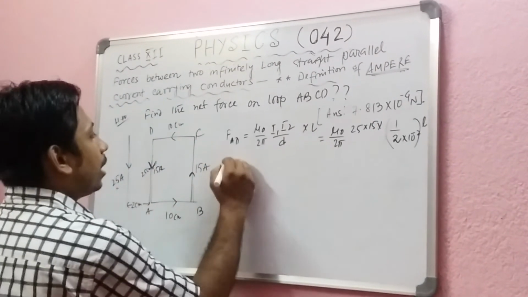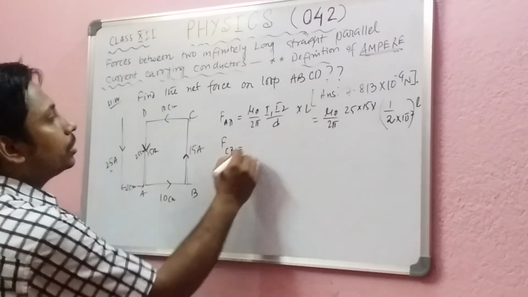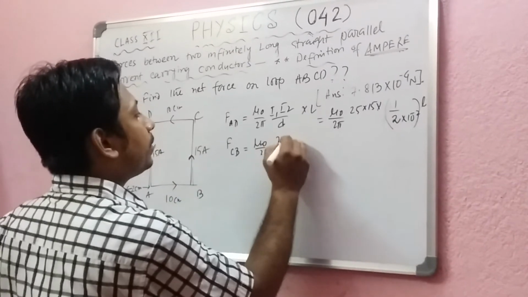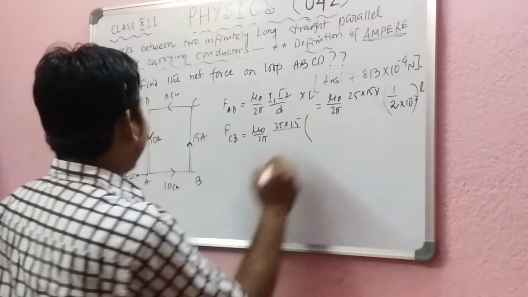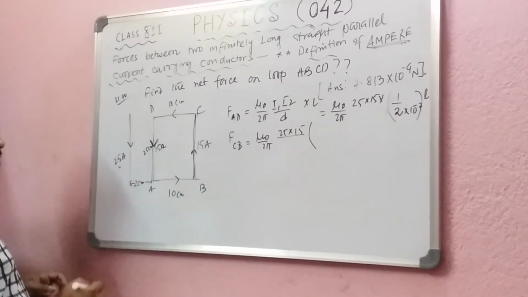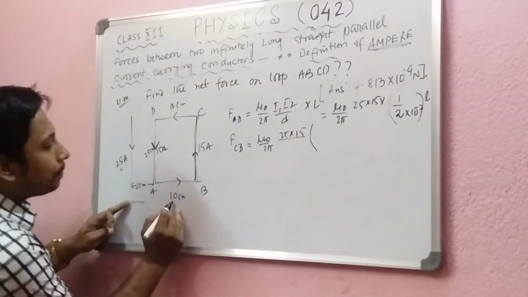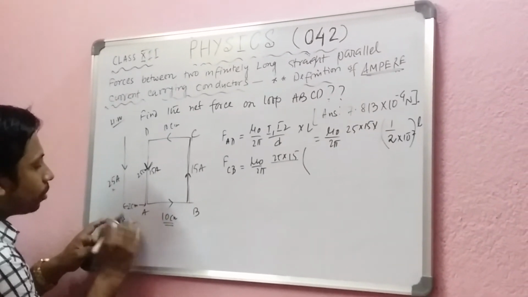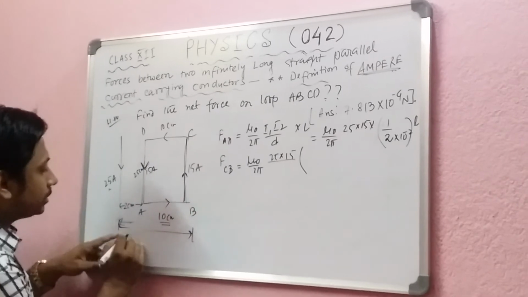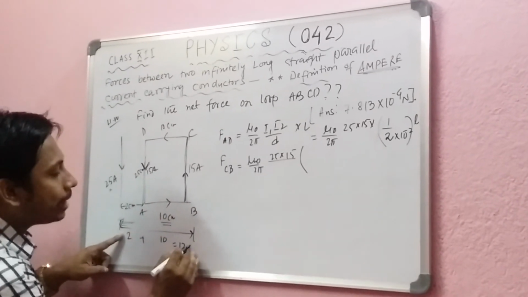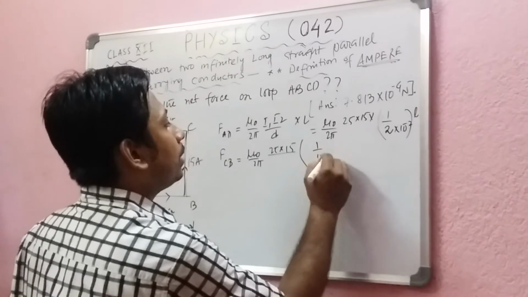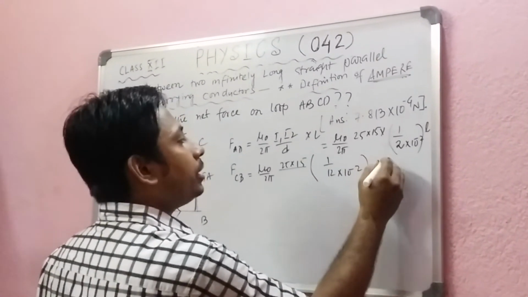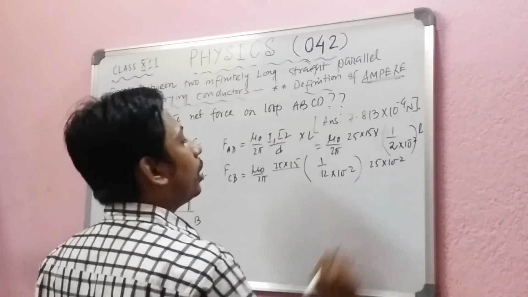Now force due to BC. So mu 0 by 2 pi I1 I2, here also 25 into 15, same. Okay, and now see, for this wire the distance will be 2 plus 10. See the total distance from this point to that point means 2 plus 10, total 12 centimeter. So we write 1 by 12 into 10 to the power minus 2, length remains the same, 25 into 10 to the power minus 2.